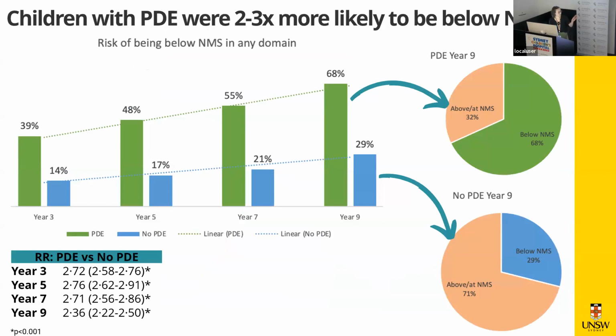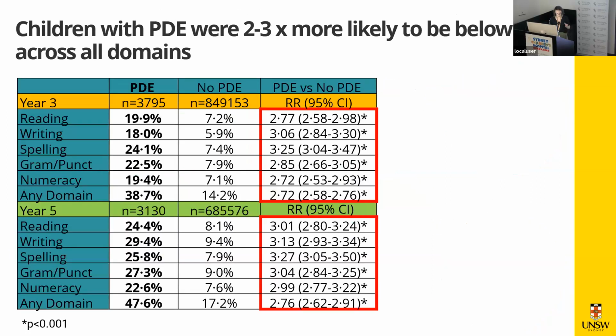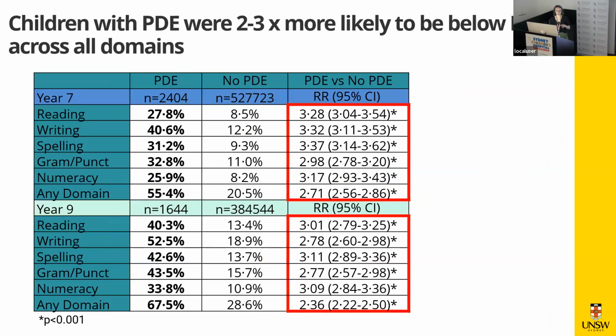This graph shows the percentage of children who were below standards in at least one domain in each year. And you can see that PDE children, shown in green, were much more likely to be below standards. In year 9, almost 70% of children with PDE were below standards, compared to only 29% of children without PDE. These tables show the proportion of children who were below standards in each domain, and you can see that PDE children were significantly more at risk across all domains, and that this risk continued into the higher education years.